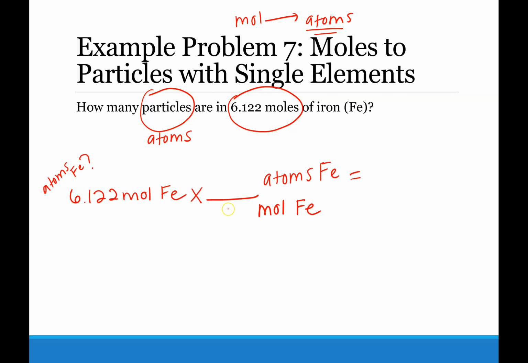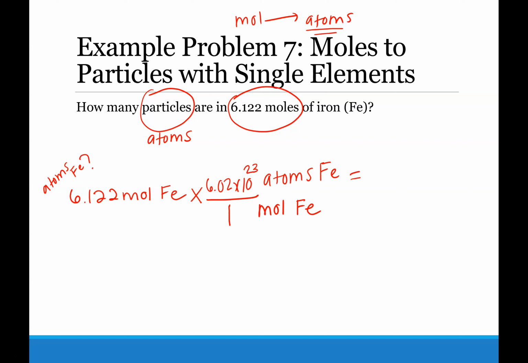as a single conversion. In 1 mole, there is always going to be 6.02 times 10 to the 23rd atoms of iron, and that is called Avogadro's number. So there will always be Avogadro's number of atoms, particles, and molecules in 1 mole of any type of molecule or atom.